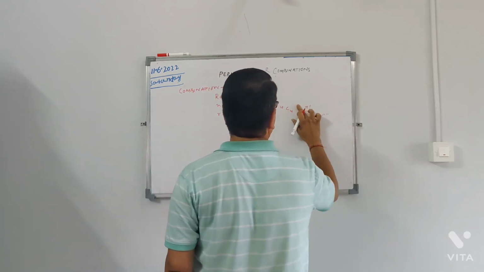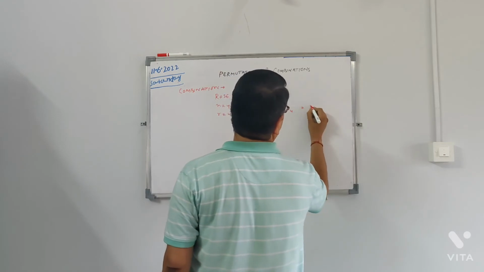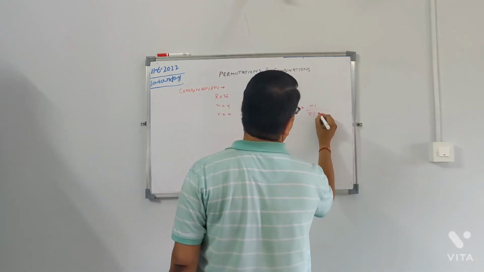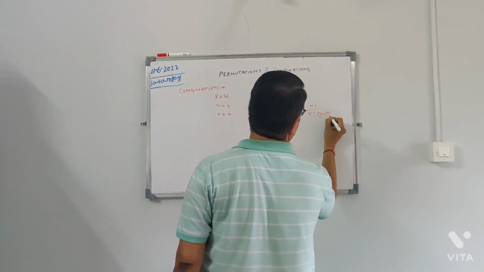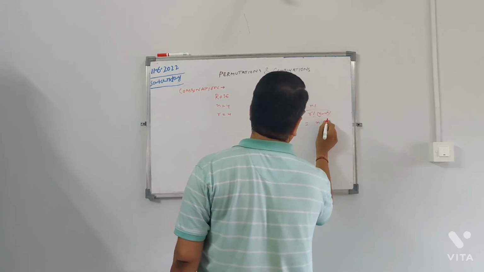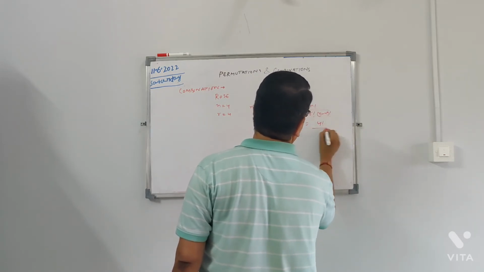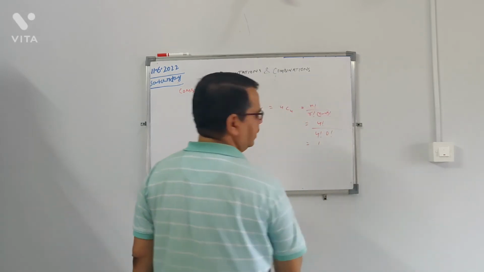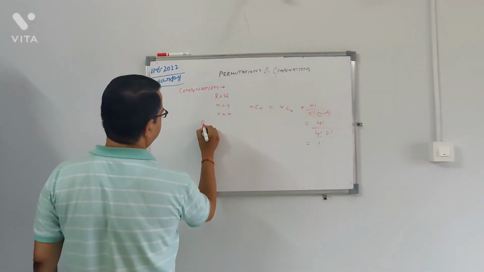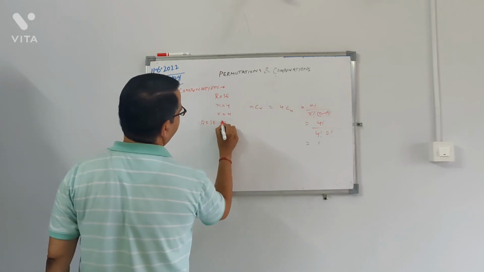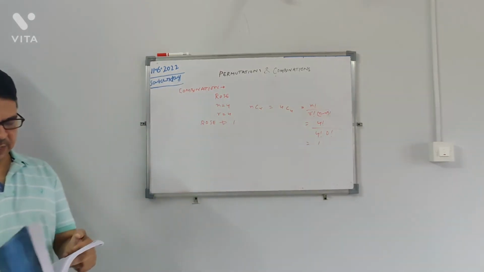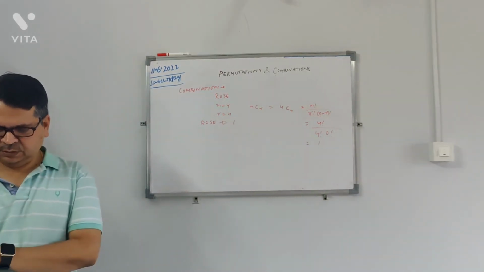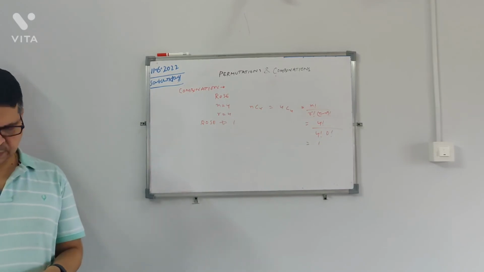So it will be n factorial divided by r factorial into (n minus r) factorial. So this becomes 4 factorial divided by 4 factorial, then 0 factorial. This is one only. So from rows you can make only one group, in only one way. So that is the meaning of combination, the formation of a group.